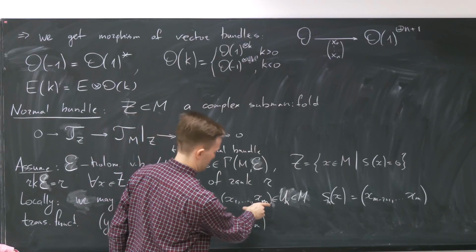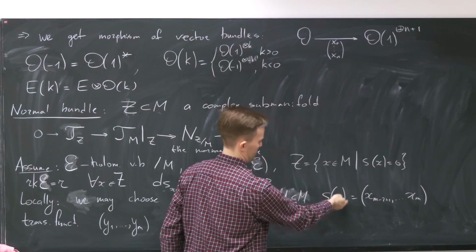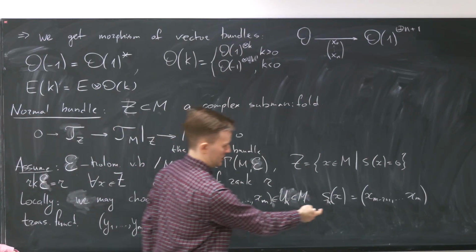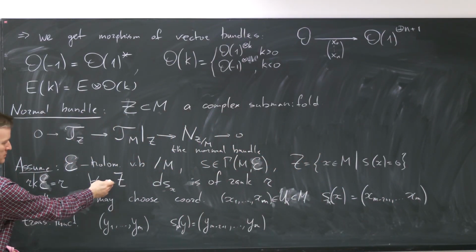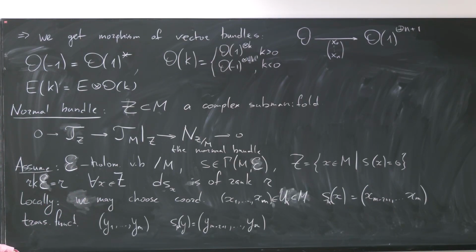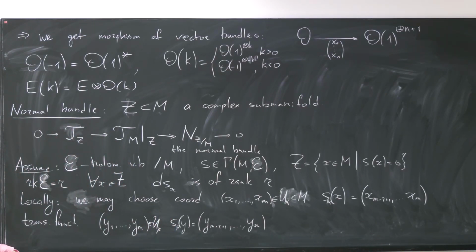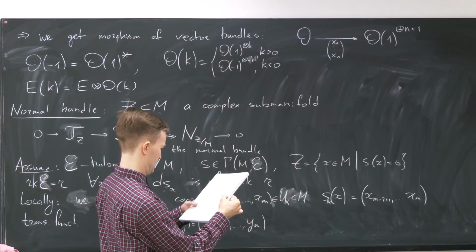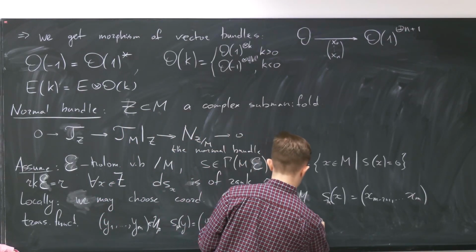I may choose this coordinate system in such a way that the components of this map S alpha are just some of the coordinate functions, for example, the last R coordinate functions. And I may cover my Z by such coordinate systems. So, for example, this will be in Y beta, and then S alpha and S beta are related by some coordinate change.